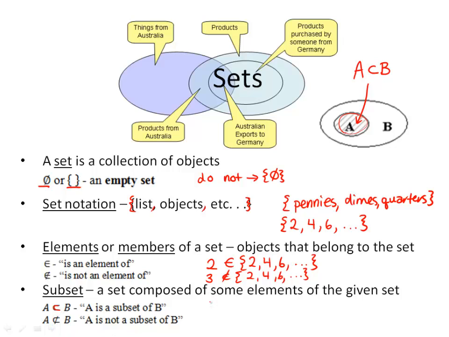So let's make an example of that. For even numbers, you could say that {2, 4} is a subset, completely contained within all the even numbers. However, say you had a set of {2, 3}. Since 3 is not an element of the set, {2, 3} is not a subset of {2, 4, 6, ...}, the even numbers.